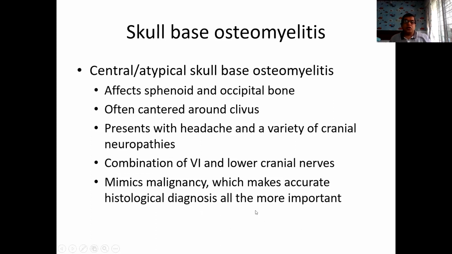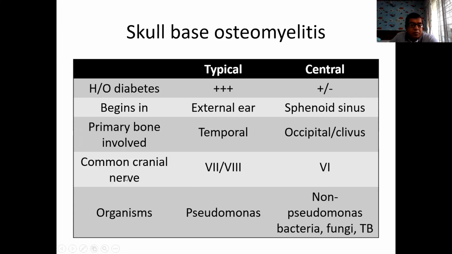There is another disease which is called atypical or central skull base osteomyelitis, which starts from the sphenoid and the occipital bone. So it is a central disease which starts from the sphenoid. Typically, the disease is centered around the clivus. It presents with headache and a variety of cranial neuropathies. So the commonest is 6 and the lower cranial nerves. This can sometimes mimic malignancies, so histological diagnosis may be important in some of these patients.